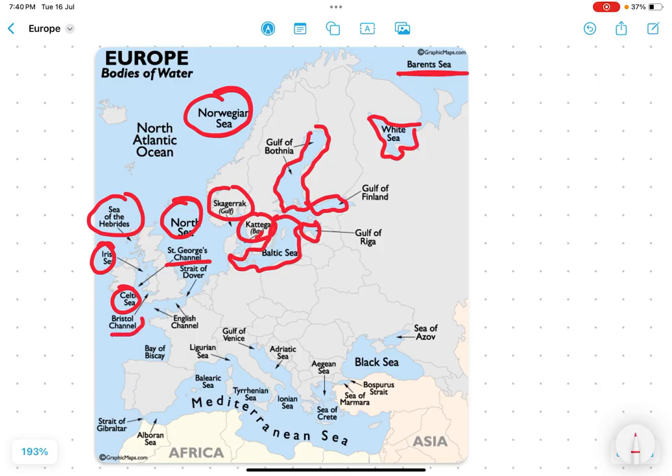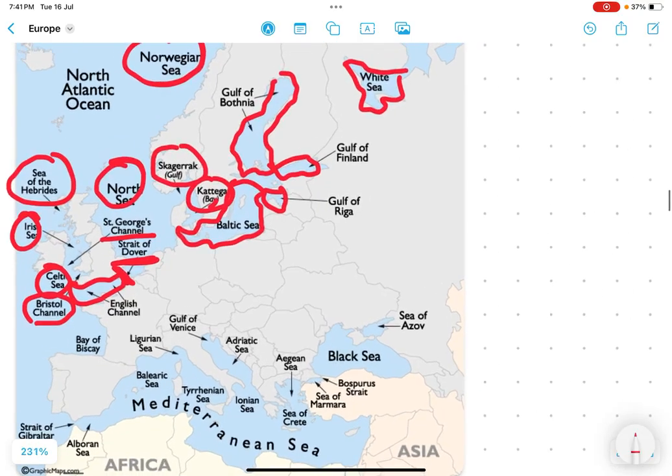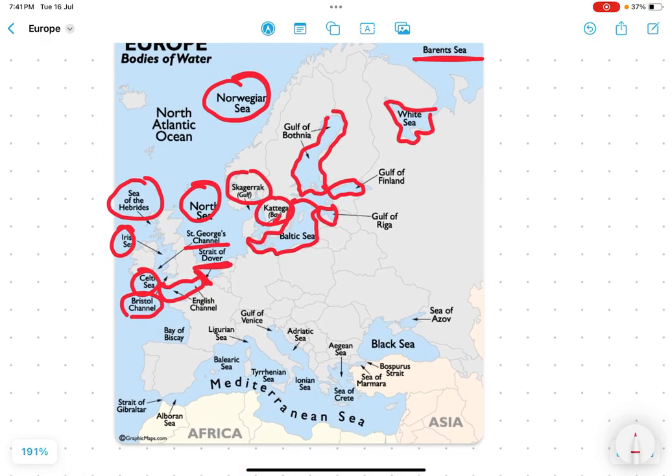There is a place called Bristol Channel, right? We have the English Channel, and the narrowest point is called Strait of Dover, right? Then we have Bay of Biscay, we have Strait of Gibraltar. This region is called Alboran Sea. This is part of Mediterranean Sea.